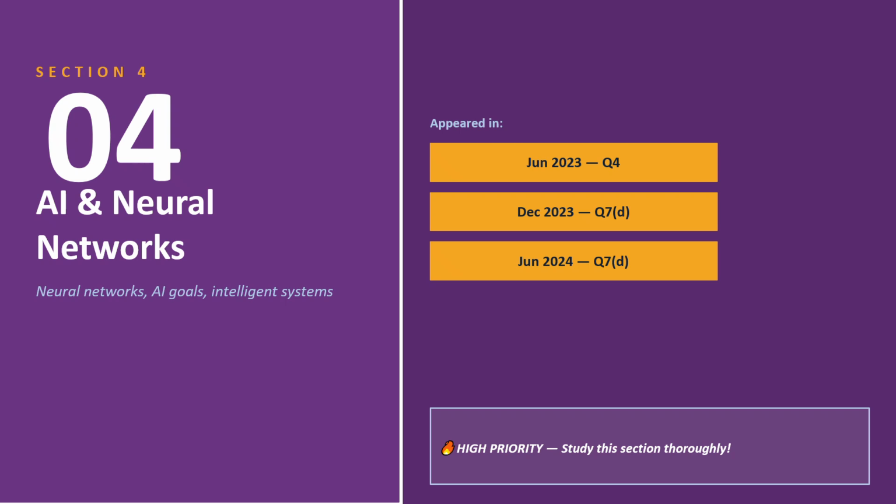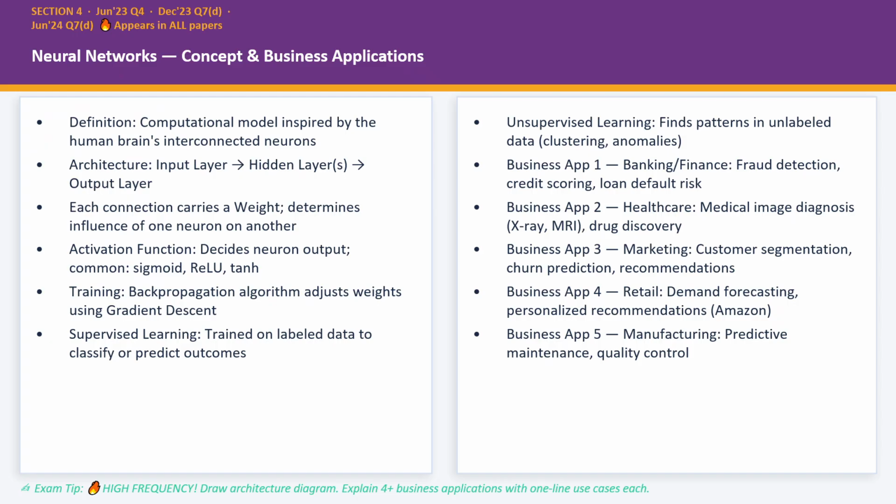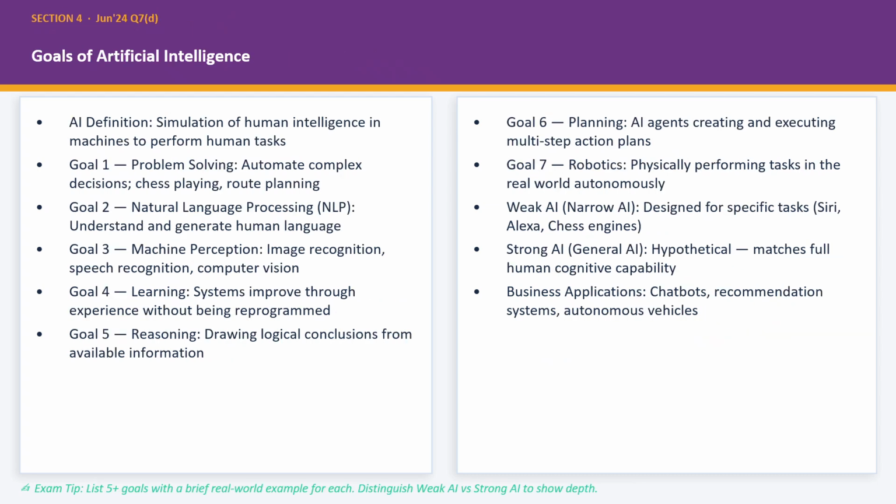Section 4. AI and neural networks. When asked about neural networks, always follow this pattern. 1. Definition. 2. Architecture: input, hidden, output. 3. Weights. 4. Activation functions. 5. Training, backpropagation. 6. Types of learning, supervised and unsupervised. 7. 5 business applications. Mention examples: banking, fraud detection; healthcare, X-ray analysis; retail, recommendations; manufacturing, predictive maintenance. Also draw a 3 layer diagram.